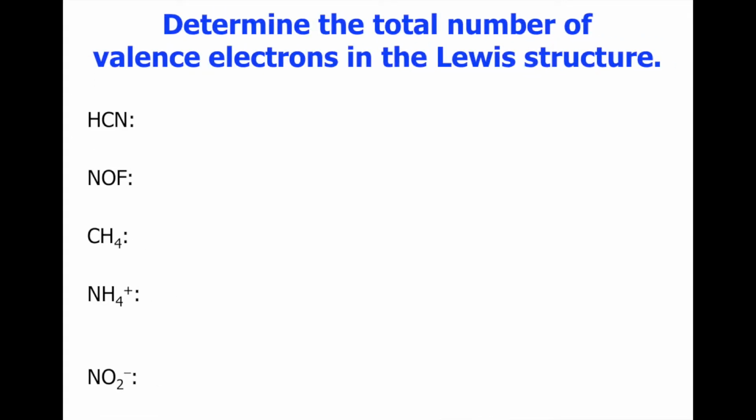So do you know how to look at the periodic table, determine the number of valence electrons for each of the atoms in this structure, and then calculate the total number of electrons that will be in their Lewis structures? Go ahead and pause the video and try. Determine the total number of valence electrons for the Lewis structures in each of these compounds.